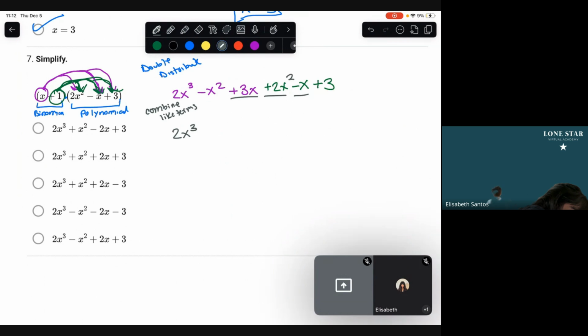Okay, so here's x squared, so we are left with x squared plus 2x plus 3, and so that would be, I believe, this one.